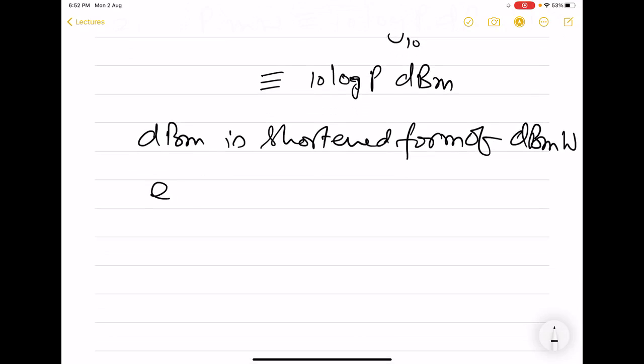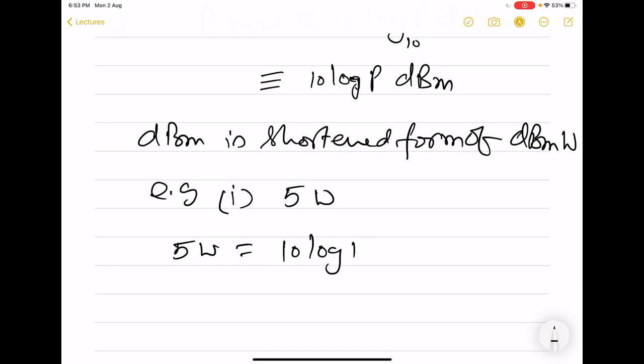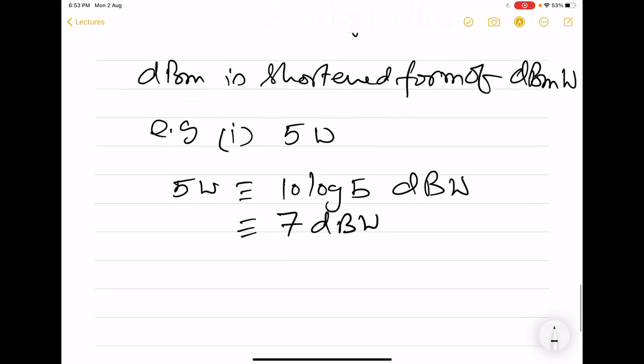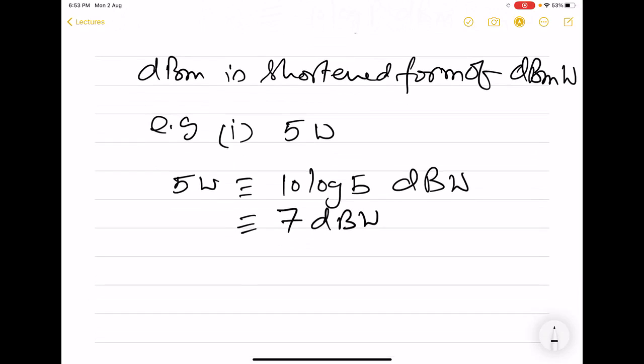So now let us take example of 5 watt of power. So here we have 5 watt. So we convert first 5 into dB, and then we write not dBm but actually dBW. So here what we are going to get is 7 dBW. So this 5 watt is equivalent to 7 dBW.